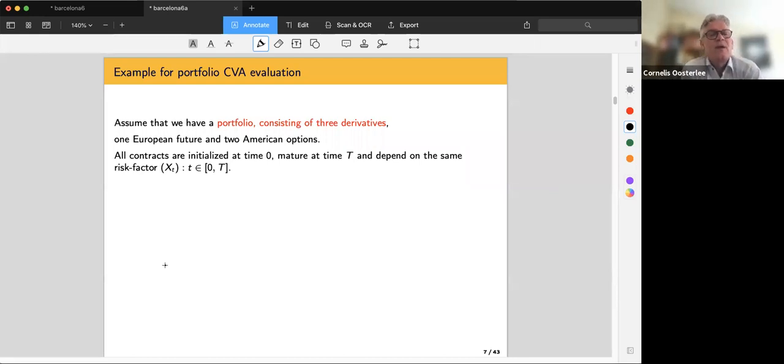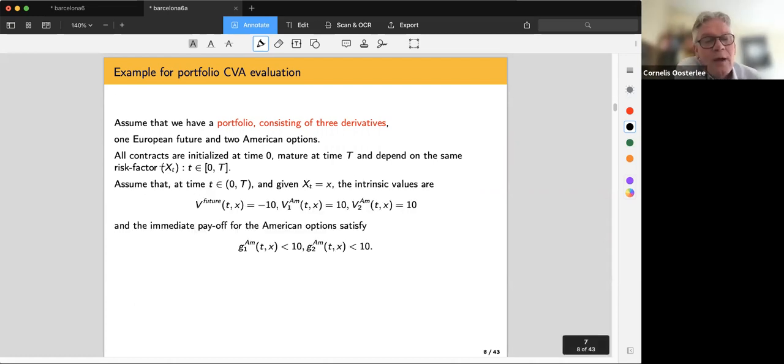Now let's look at an example of a portfolio consisting of 3 financial derivatives, 1 European future and 2 American options. And all contracts are initialized at time t0 and they mature at time capital T, and they depend on the same risk factor X. Now let's assume that at some time little t, in [0, T], and given that X_t is equal to x, we have the following intrinsic values. The value of the future is minus 10. The value of the first American option is plus 10. And the value of the second American option is also plus 10.